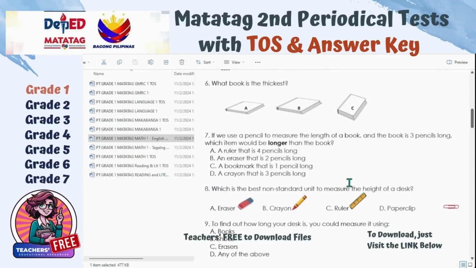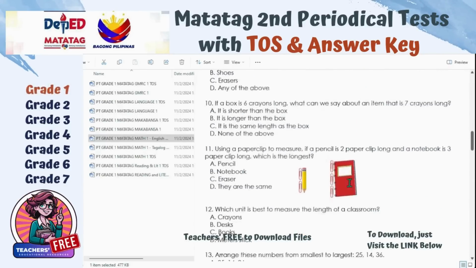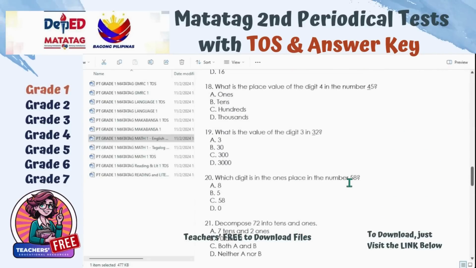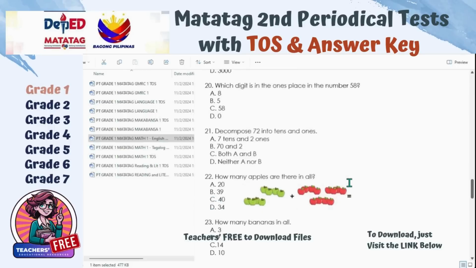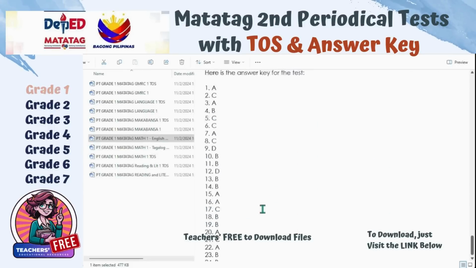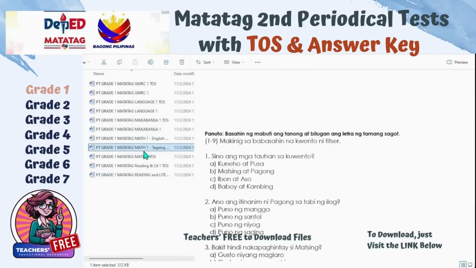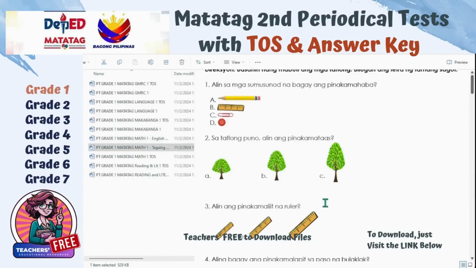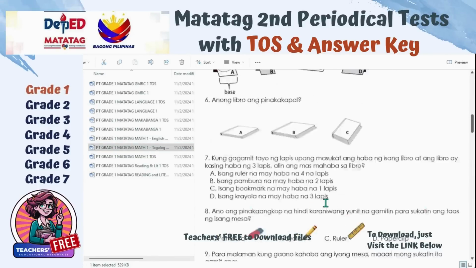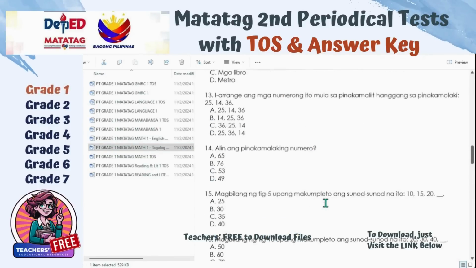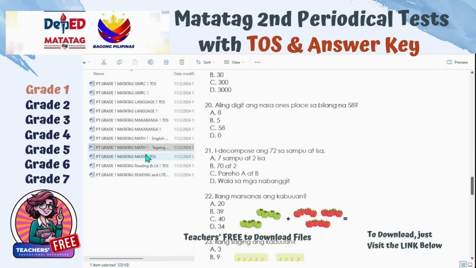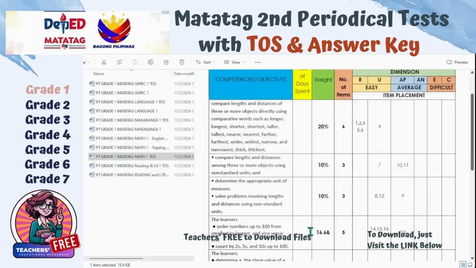We also have Math 1 periodical test which aims to: first, you'll need to compare the lengths and distances of objects using words like longer, shortest, taller, nearest, and more. You'll also solve problems using non-standard units of measure. You'll also practice ordering numbers up to 100 and counting by 2s, 5s, and 10s.